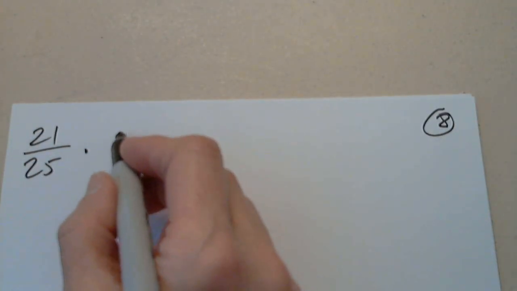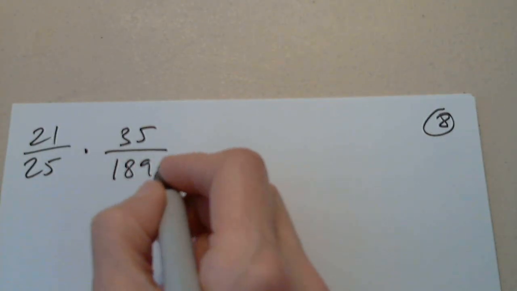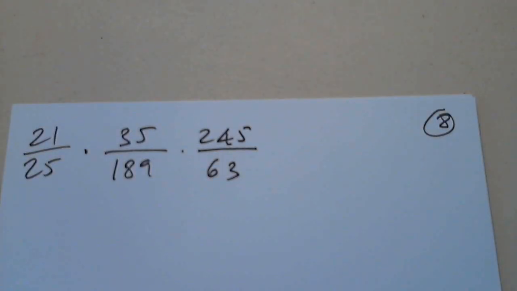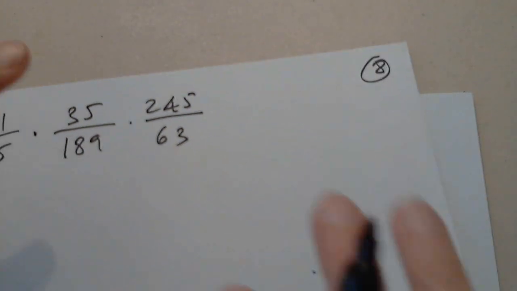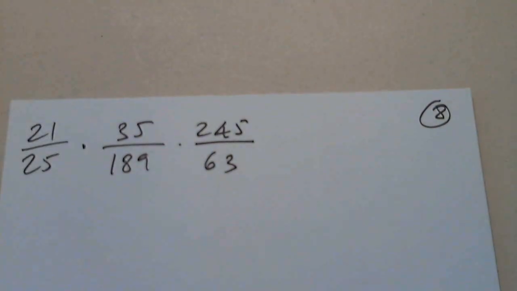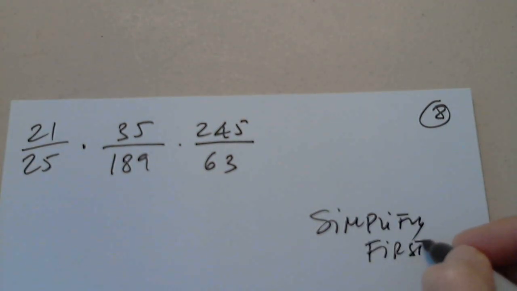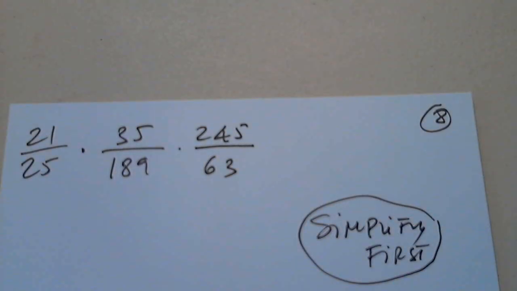Let me copy this problem. So 21 over 25 times 35 over 189 times 245 over 63. At first glance, this is terrible. Okay, good. So at first glance, this looks awful. But if you keep in mind that I said please simplify first, you will see it will not be difficult.